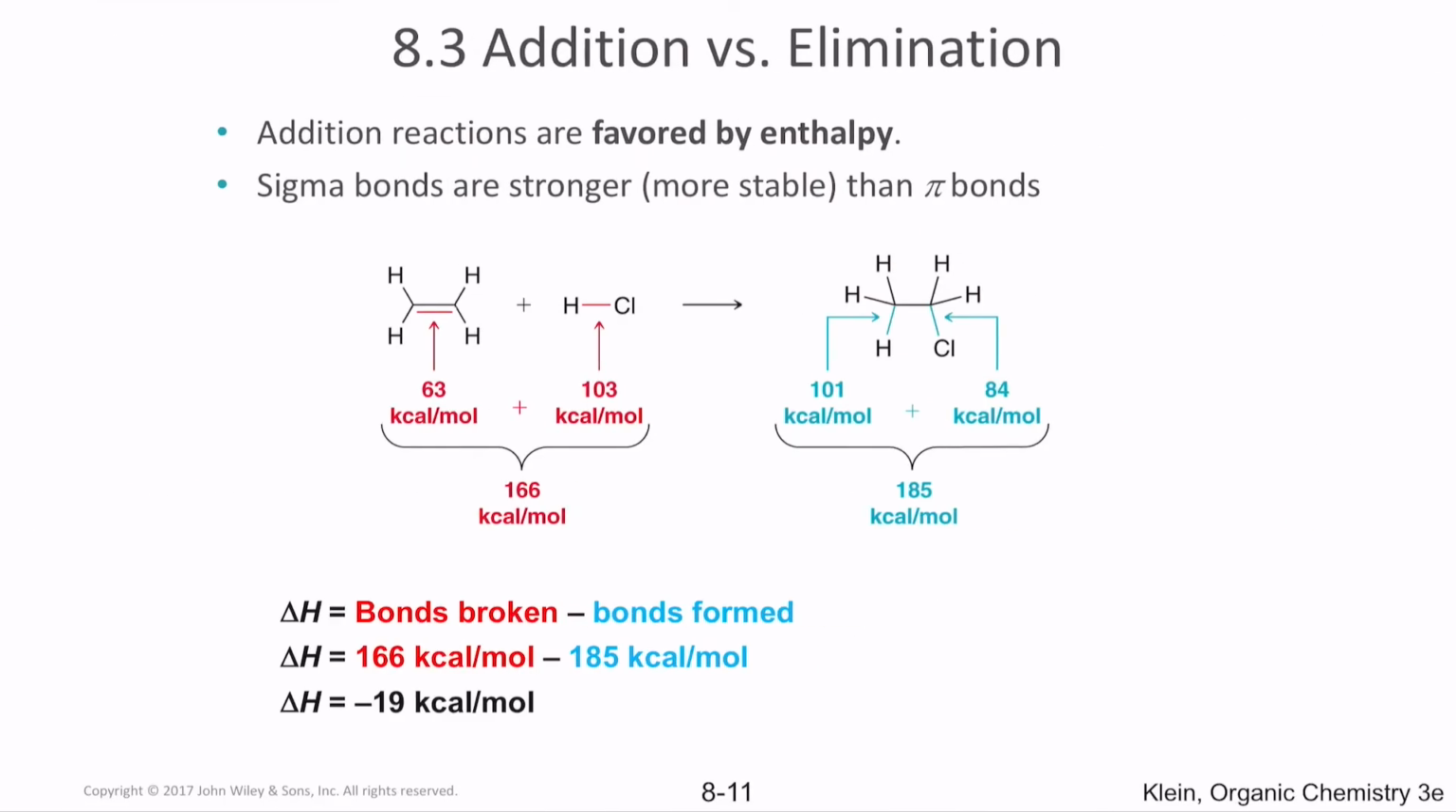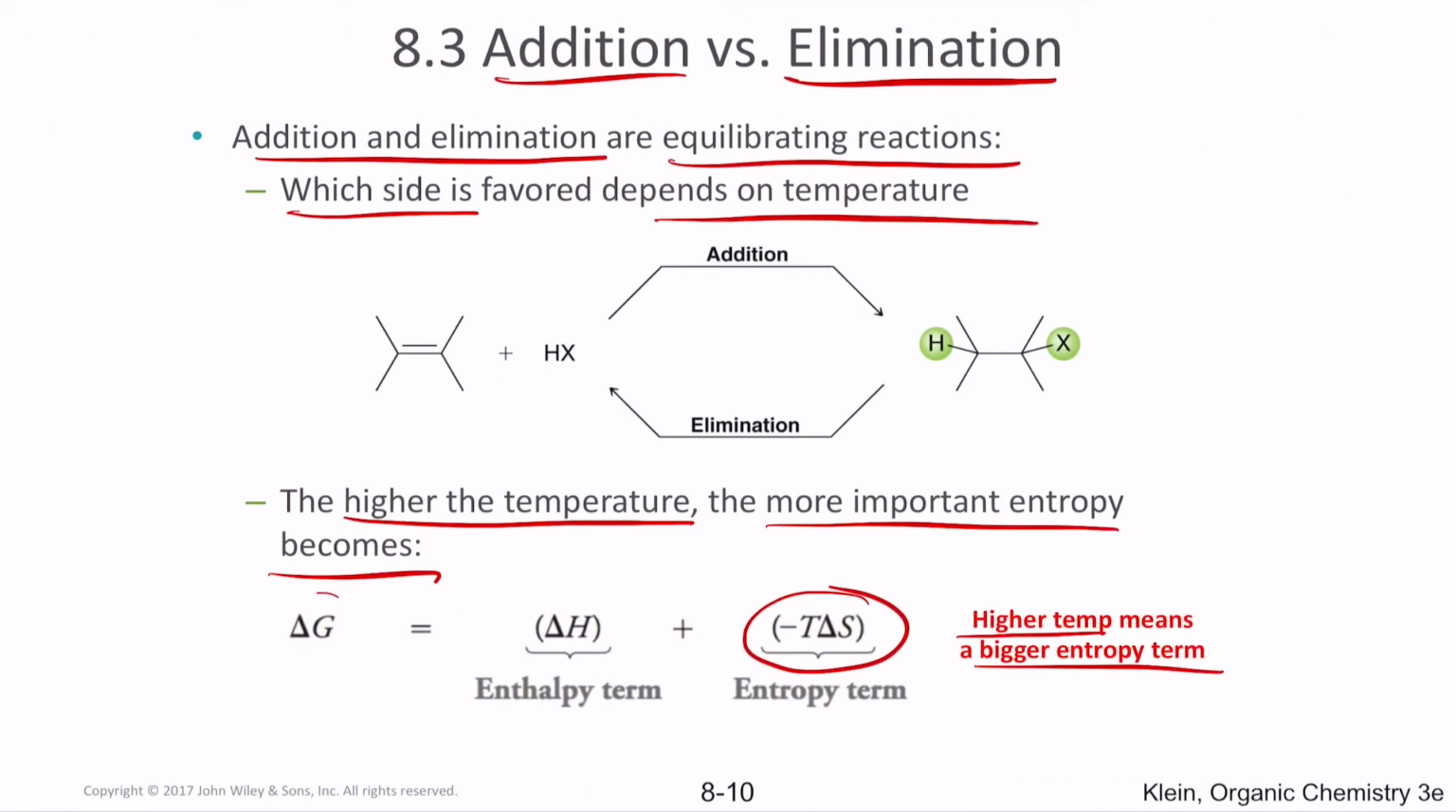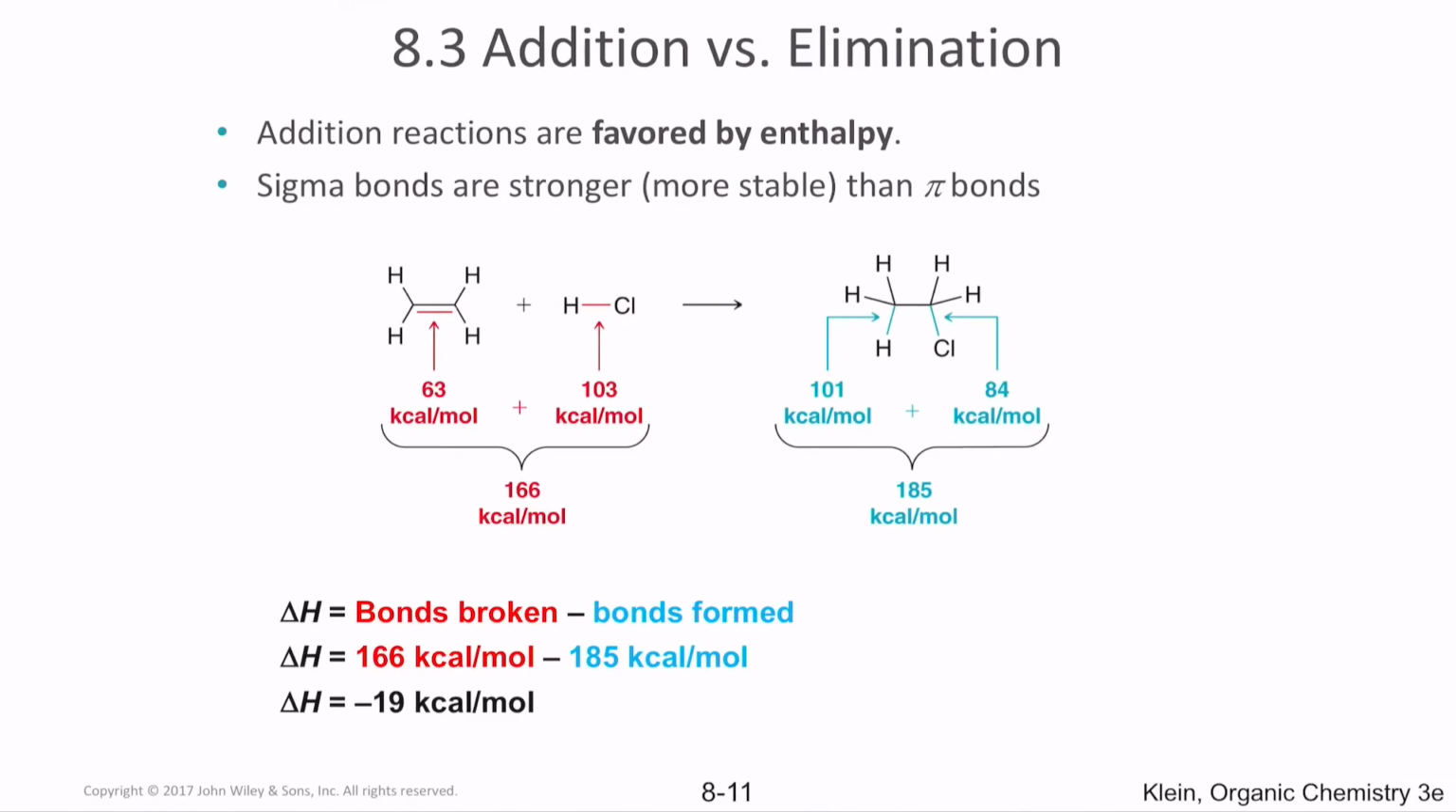When there is a bigger entropy term, we know that the chances of delta G being negative are much more often. And when delta G is much more negative, it's always a chance that the favored compound becomes the one you commonly end up using. Now, addition reactions are generally favored by enthalpy. You have sigma bonds that are generally stronger than pi bonds. That's the reason why sigma bonds are always favored. That's the reason why addition reactions are always favored.